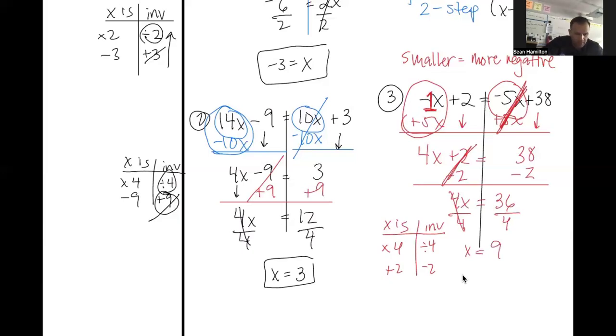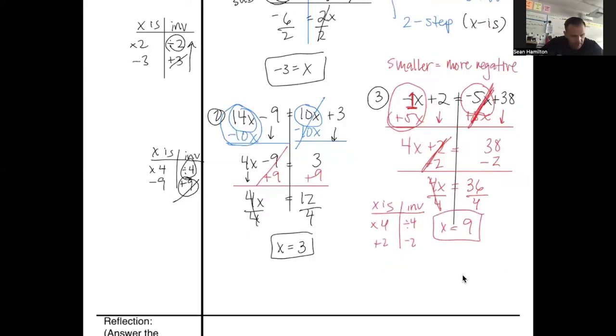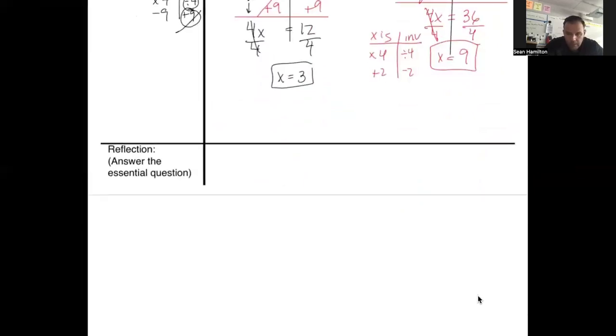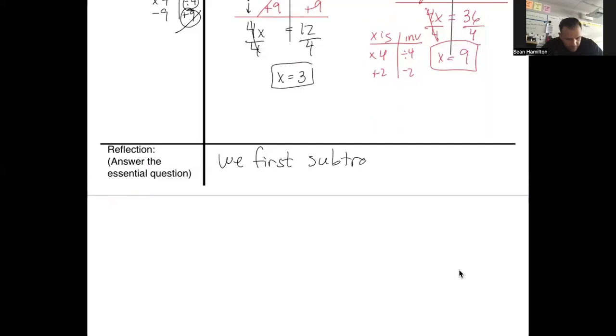The essential question, what do we do when we have variables on both sides? We first subtract the smaller variable.